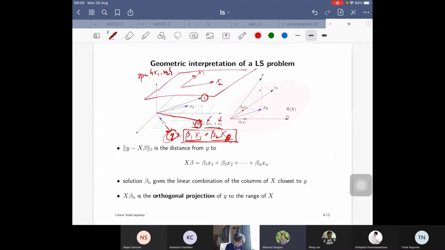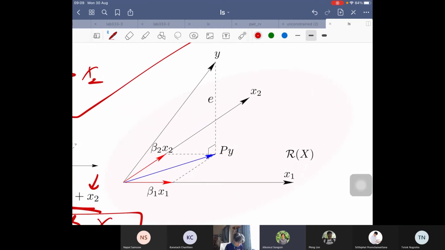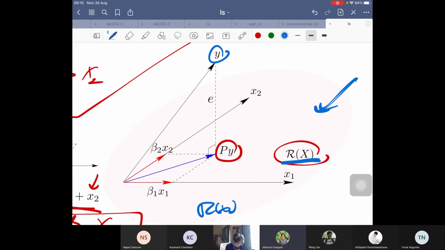Okay. Now we can show that actually the linear least square solution is the orthogonal projection of y onto the range of x. So recall the definition of projection. You have a vector y, and then look at the pink area. The pink area is the range of x. The range of x is always spanned by the column vectors in x, which in this example are x1 and x2. So you project it into this plane.